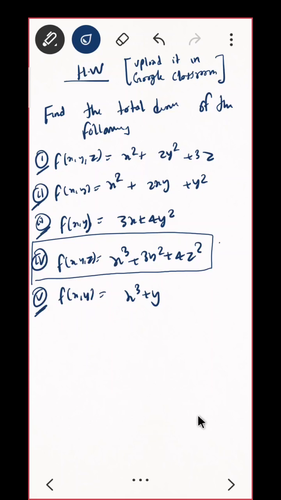Let us start the fourth one. What is the function? X cube, 3y square. So how will you start? Now I'll quickly write the fourth one I'm doing. F of x y z equal to x cube plus 3y square plus 4z square. Correct. So how do we start?